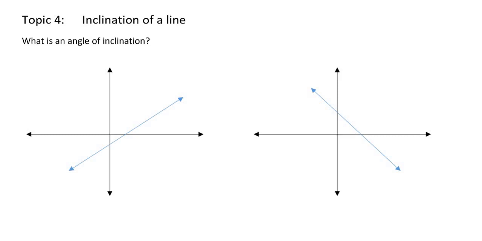Hi grade 11s, we're on to the fun part of grade 11 analytical geometry because this is pretty much the only new topic that we cover. So topic 4 is called the inclination of a line. So first of all, let's just discuss what this word inclination means.